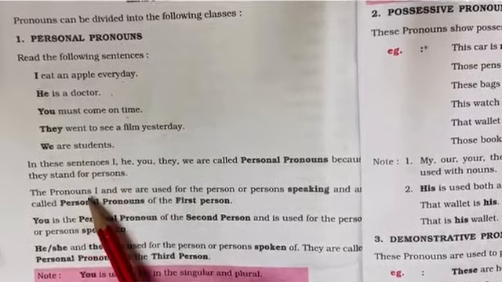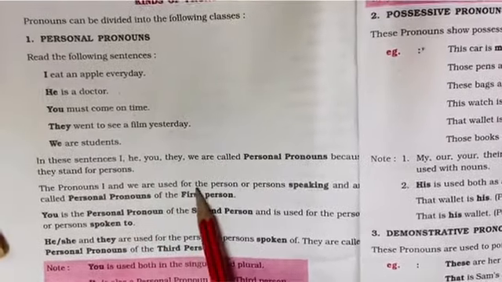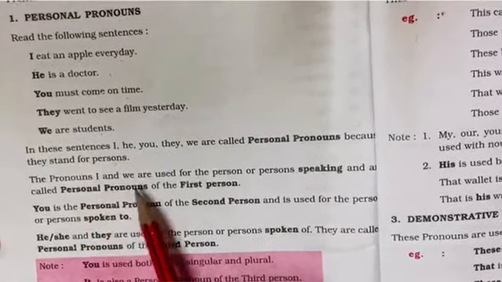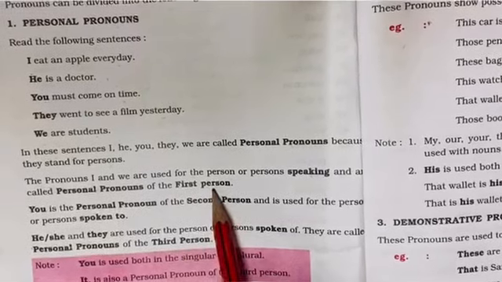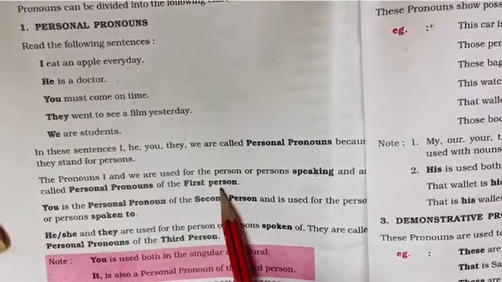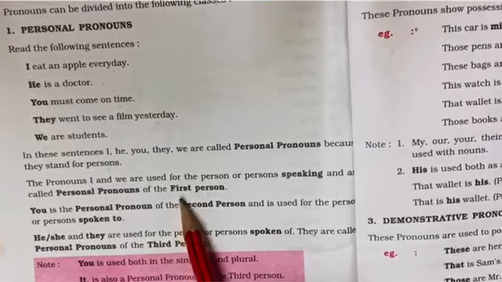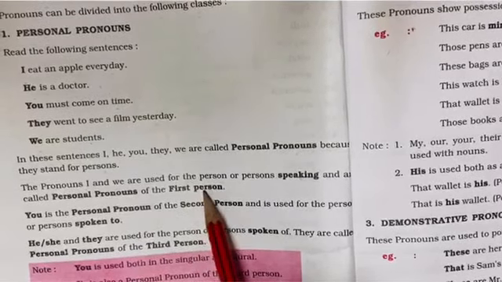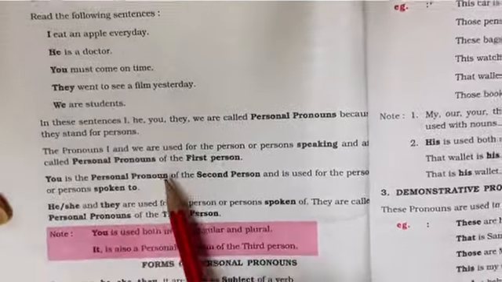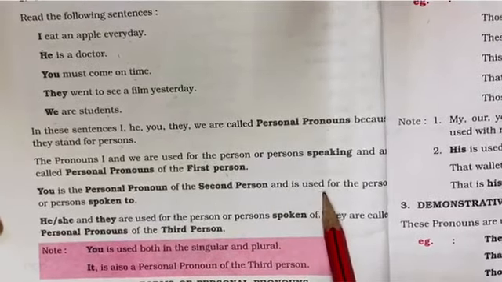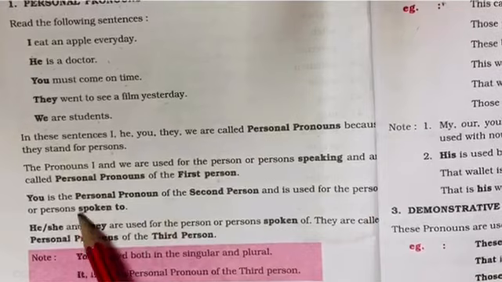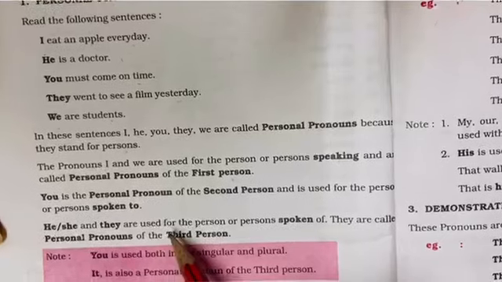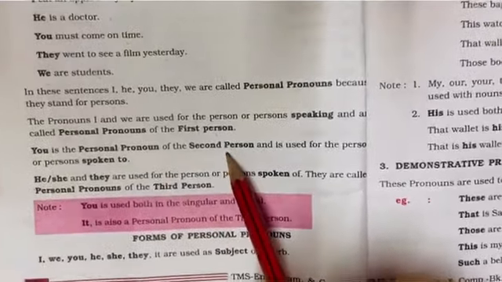persons. The pronouns I and we are used for the person or persons speaking and are called personal pronouns of the first person. Like here, I am speaking to you, so I use the pronoun I for myself and I who is talking is the first person. You is the personal pronoun of the second person and is used for the person or persons spoken to. So I am the first person and you to whom I'm talking are the second person.